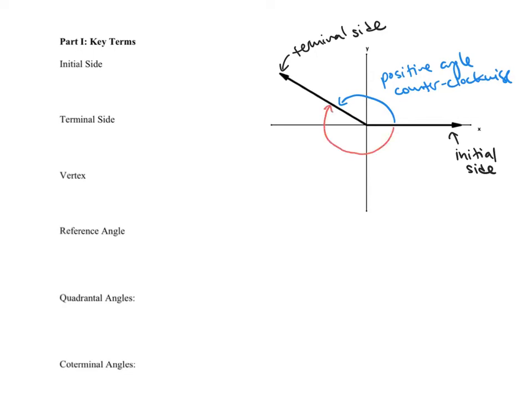So if we were looking at the angle that started on the x-axis and swung around to quadrant 2, that would be a negative angle. And that's when it moves in the clockwise direction. The vertex of the angle is at the origin.